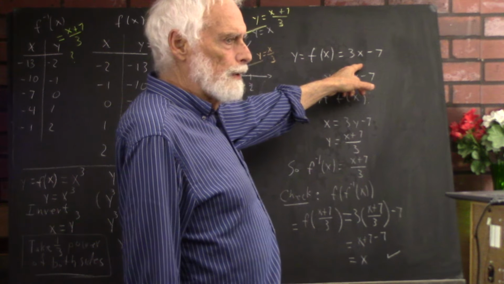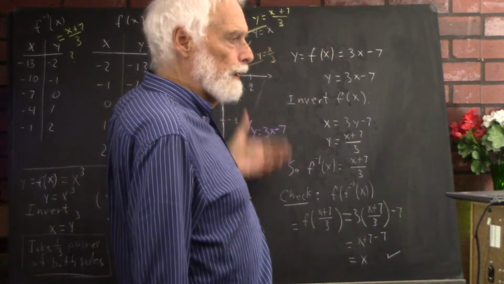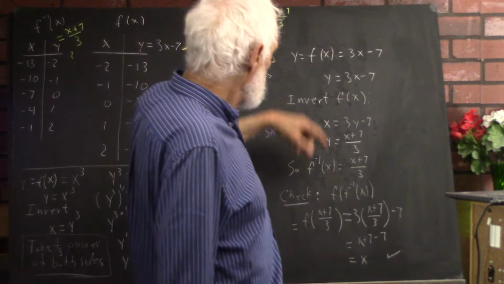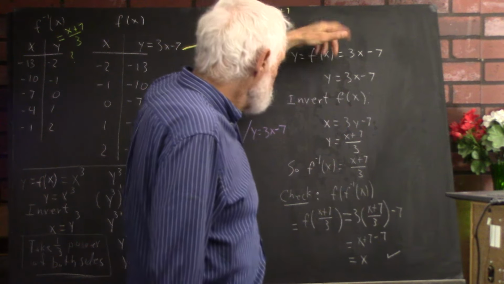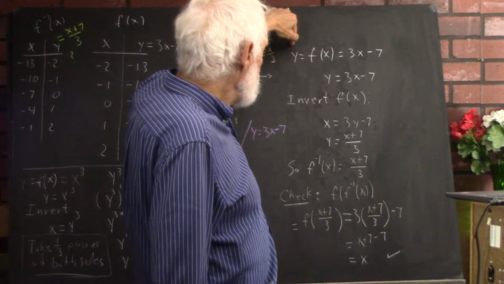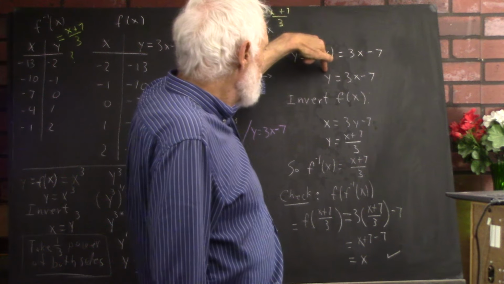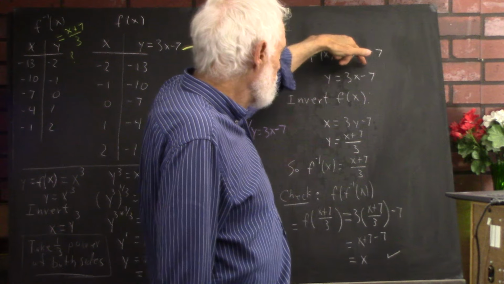That actually turned out to be a bad choice because when I tried to graph it, I had to use a whole lot of board. But we'll go along with that. Okay, so if we have this function, then we have, of course, y equals 3x minus 7.